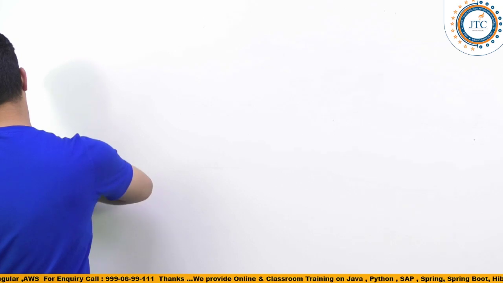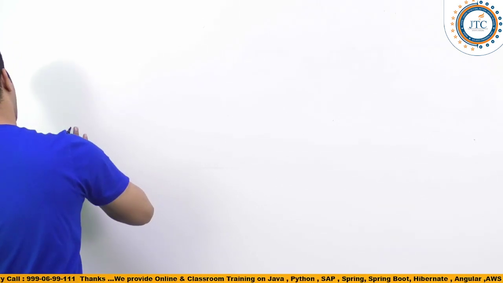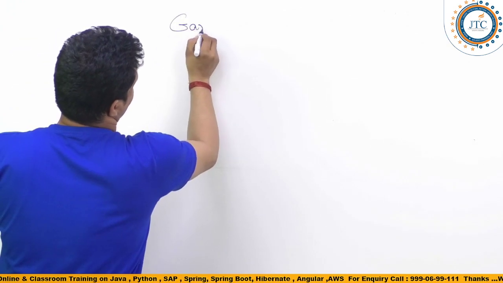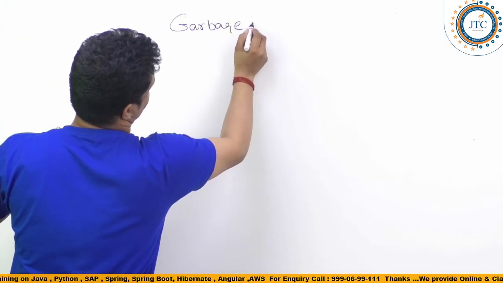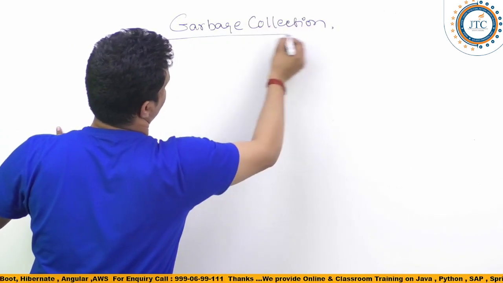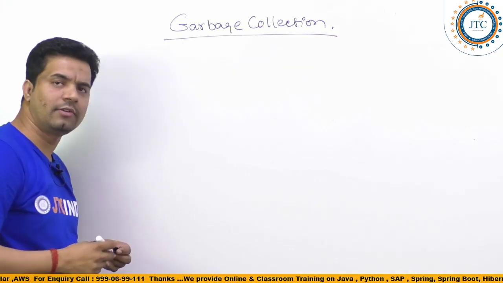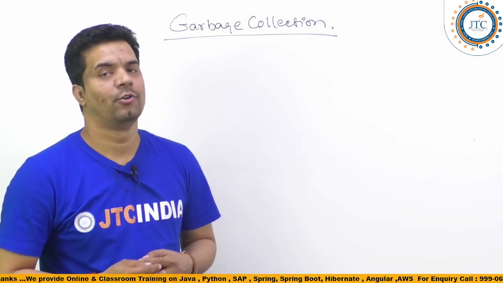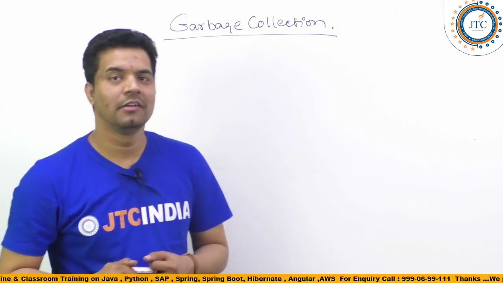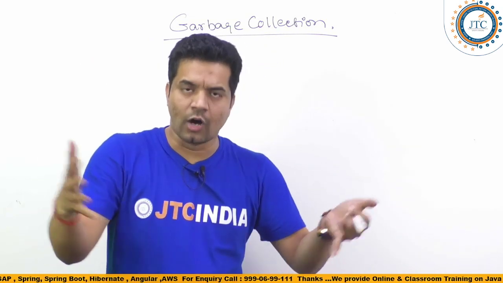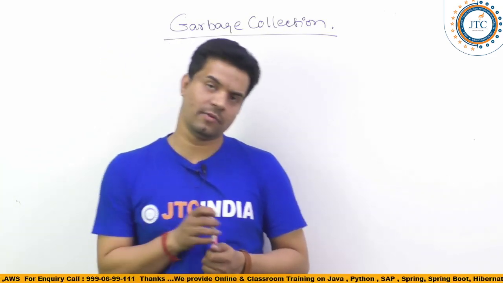see what is happening first. What happens is, garbage collection. Garbage collection, with the name itself, one clear meaning is coming, that the garbage we want to collect. How is the garbage collection being done in Java?